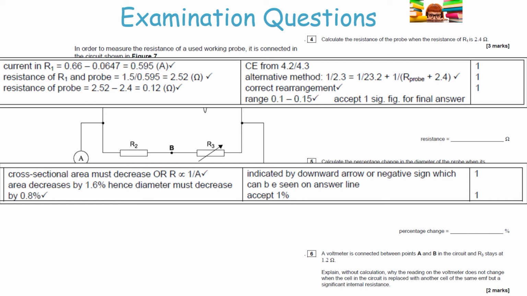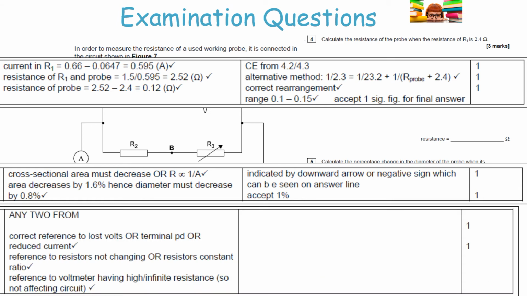Right, so next one, explain without calculation why the reading on the voltmeter does not change when the cell in the circuit is replaced with another cell of the same EMF but a significant internal resistance. Right, so when you've got internal resistance, it leads to something called lost volts. Lost volts occur because the internal resistance is dissipating some of the EMF from the power supply. So you'll get a reduced current.